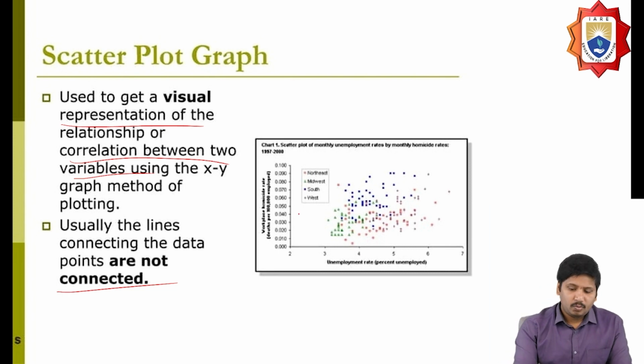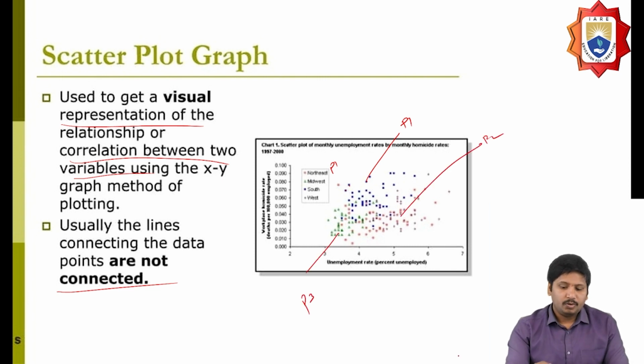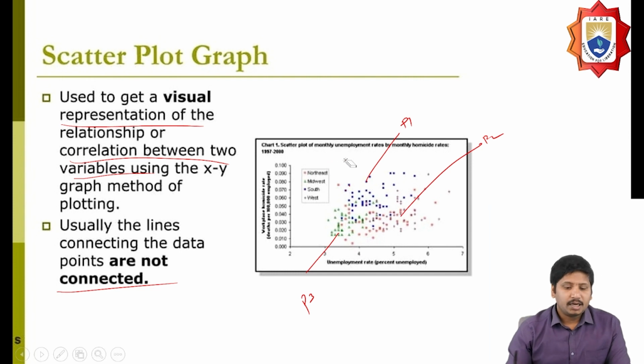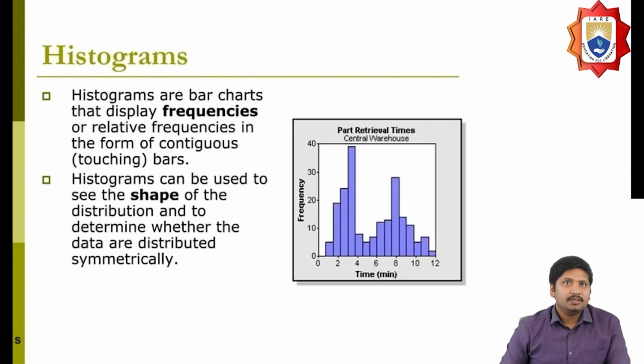For product one, let it be blue, for orange it should be product two, and for green it should be product three. Like this, I can show how it will be in a scatter plot. Normally this representation shows the relationship or correlation between two variables on the x and y graphing method. Usually the lines connecting the data are not connected.